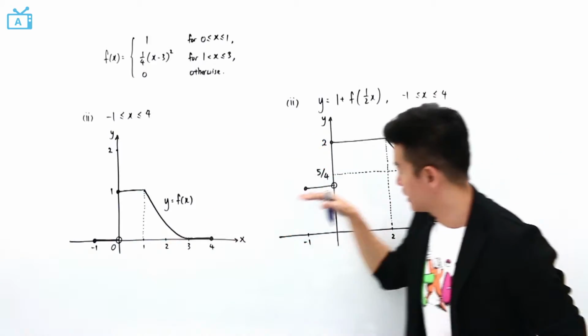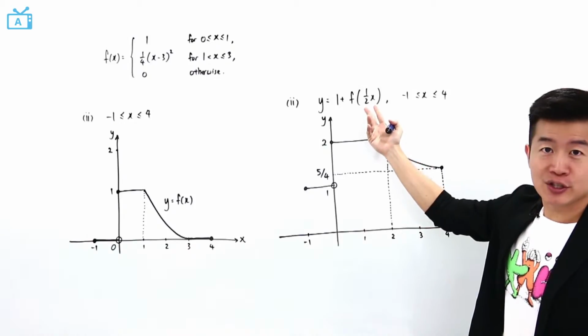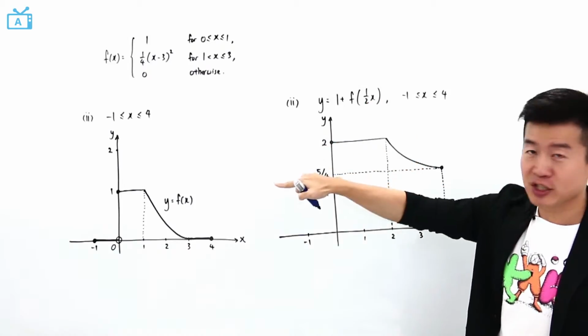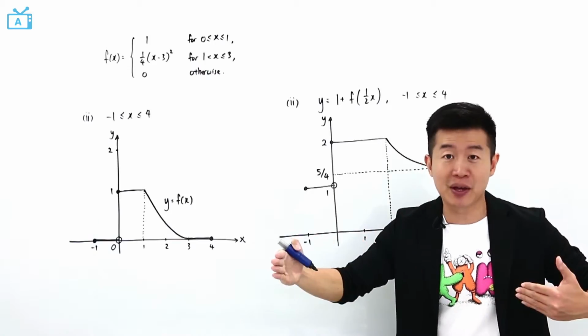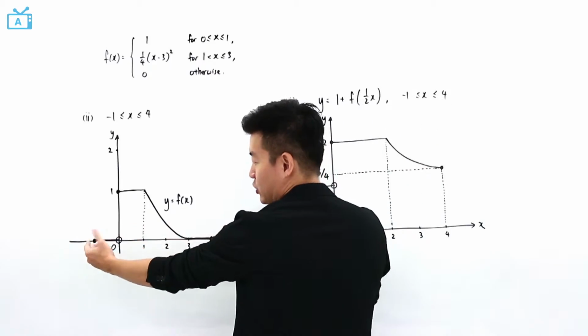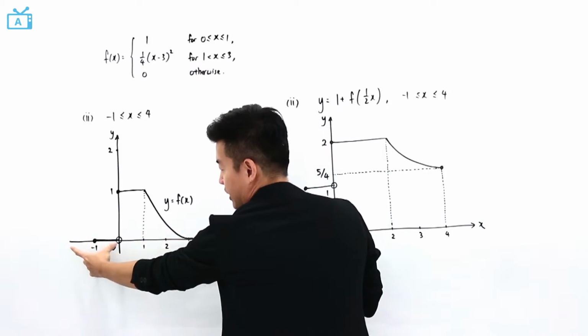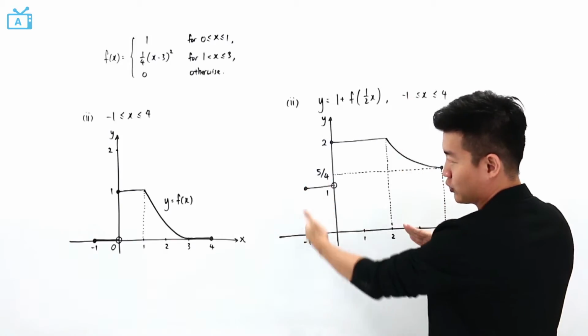So 0 becomes 1 and 1 becomes 2. Half x is going to cause the graph to be scaled by a factor of 2 parallel to the x-axis. That means it's going to be expanded by 2 times. Which means that I'm going to take this and expand it by 2 times. This is going to go all the way until minus 2, but because we are chopping it at minus 1, that is why here it is going to stop.